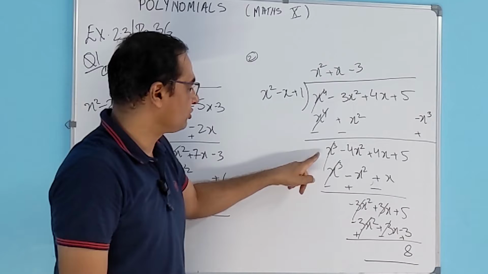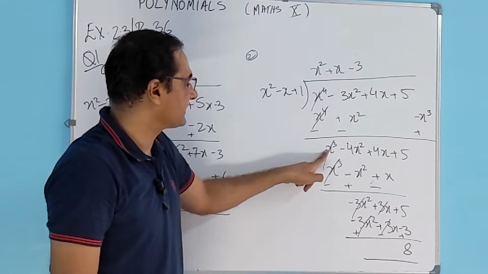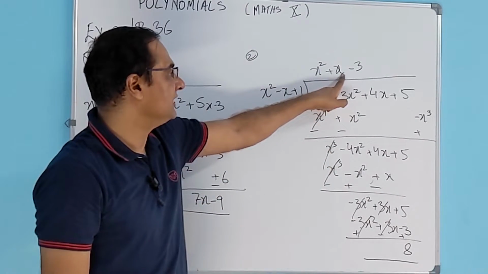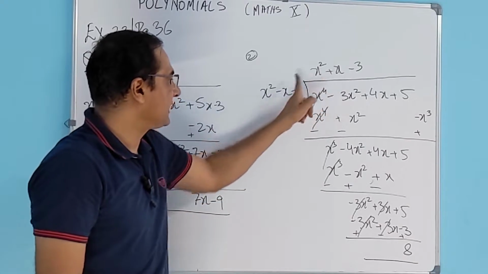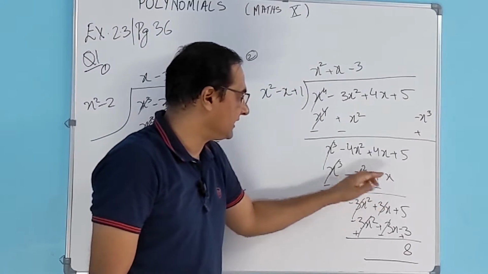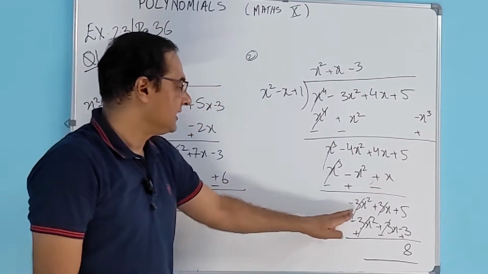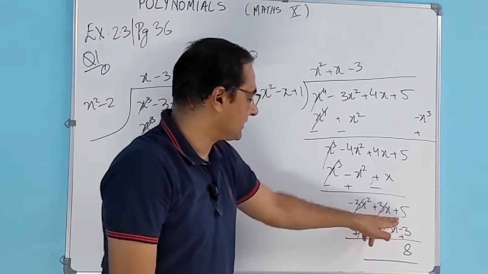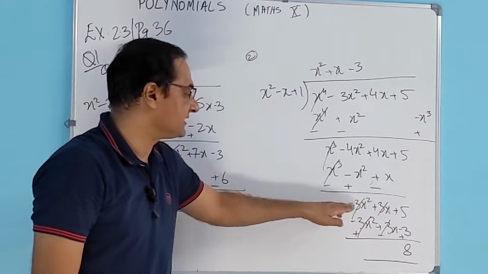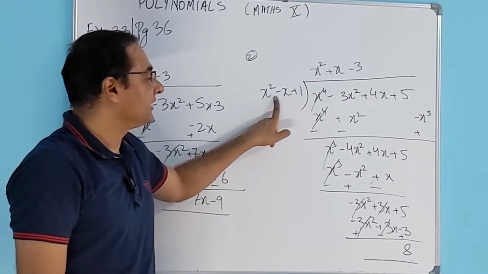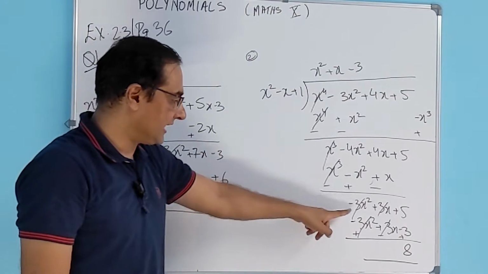So the next term, to eliminate this one, is x. That's the next term of the quotient. We multiply x with all the terms, and this is what we get. Again, we subtract this, and we are left with minus 3x square plus 3x plus 5. This polynomial's degree is 2, degree of divisor is 2, we can divide this.